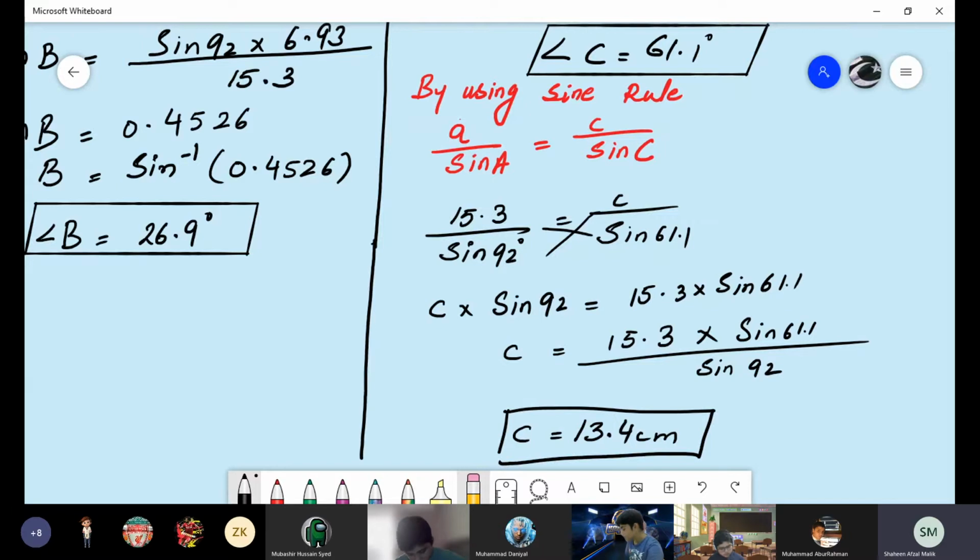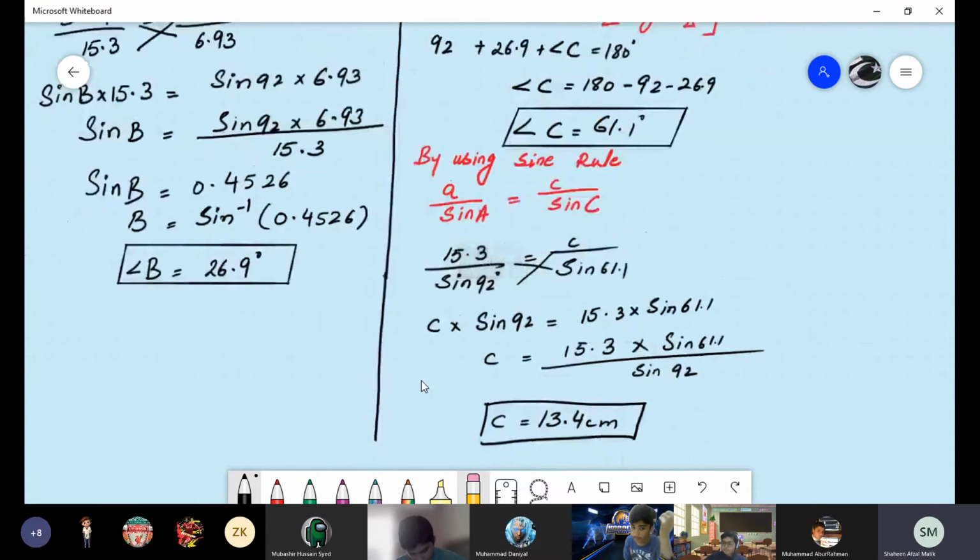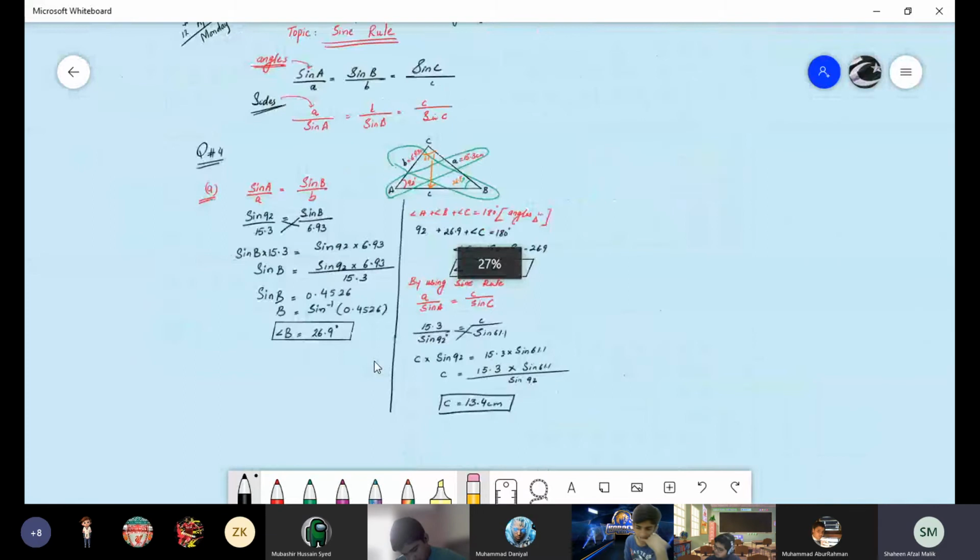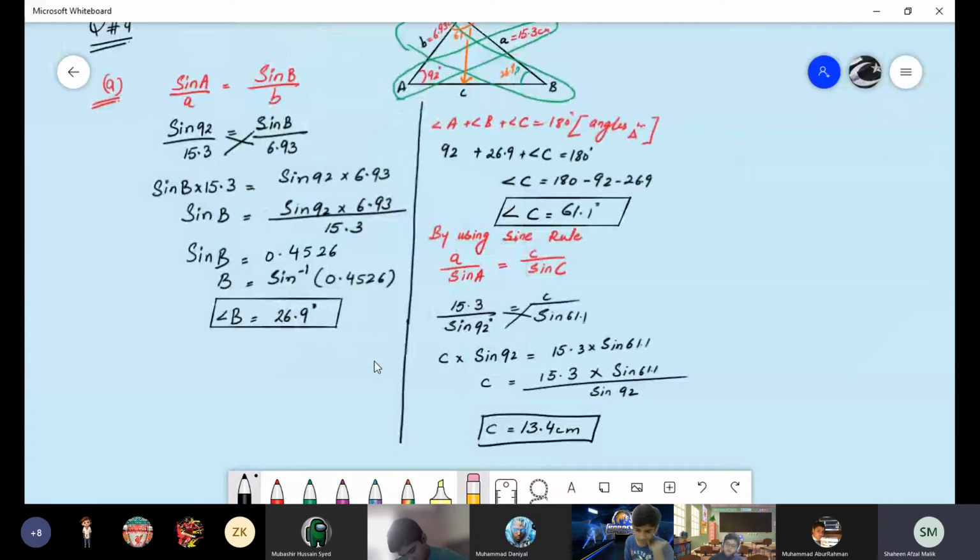This is the same way, only you should know the sine rule, and then you know when you have to apply the side one, and when you have to apply the angle one. This is the whole question in front of you. If you want to copy, you can. Then we will continue with the next one.